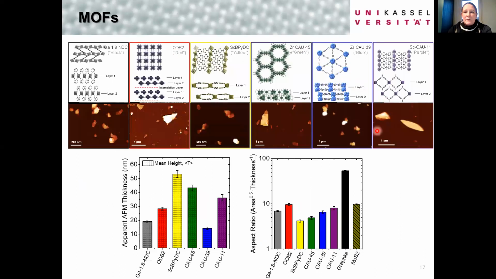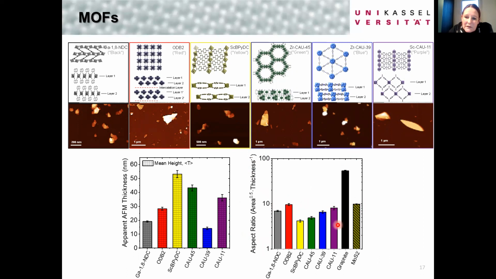Now, just for completeness, this is the result from the metal organic frameworks from the group in Kiel, from Norbert Stock's group. Let's focus on this graph here, which shows the aspect ratio. And here also the colored ones are these MOFs. The black is graphite, and this is MoS2. Note that this is on a log scale.